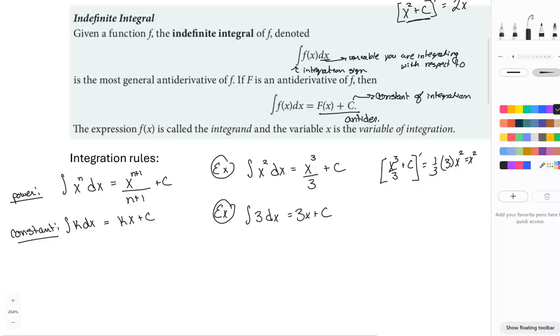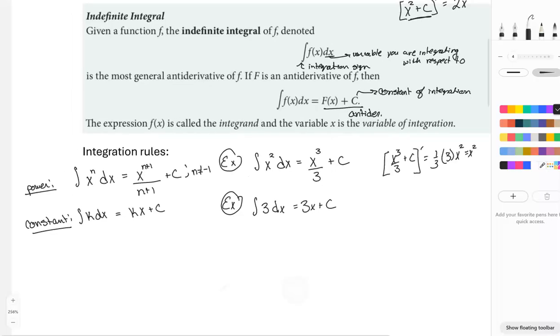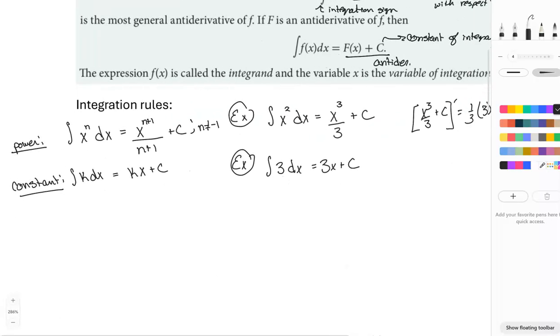I want to go back to the power rule a minute. This works as long as n is not equal to -1. If n is equal to -1, it's going to have a special integral, which we'll talk about here in a little bit.